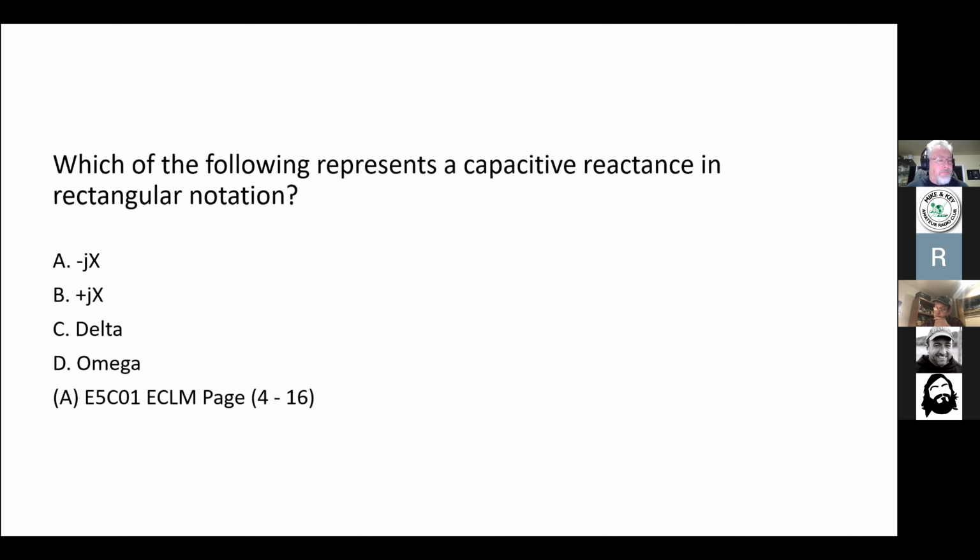When we get into the rectangular chart, the graph, you're going to see the lower right quadrant is the capacitive. The upper right quadrant is going to be the inductor. So the inductor is positive and the capacitor is negative.